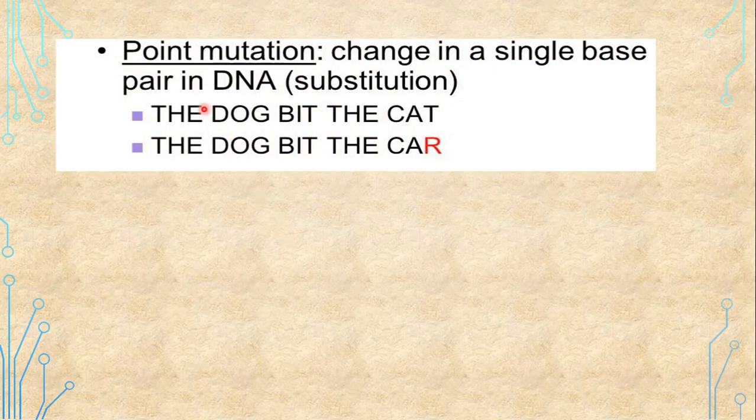Now we will go to the types. First is point mutation. As I already mentioned, point mutation is change in a single base pair. Only a single base pair changes, that is, it is replaced. That is called substitution mutation or point mutation.